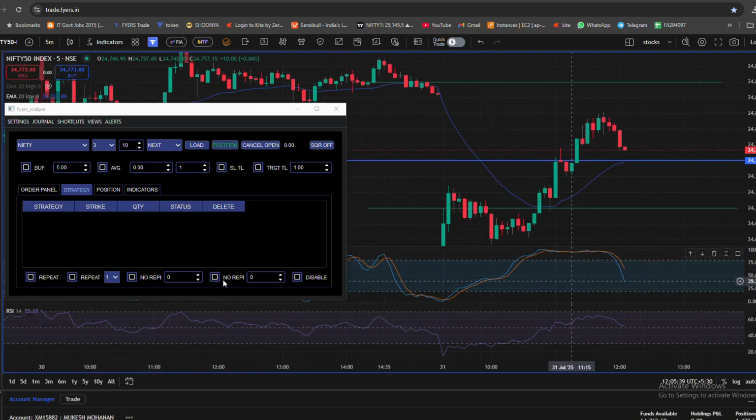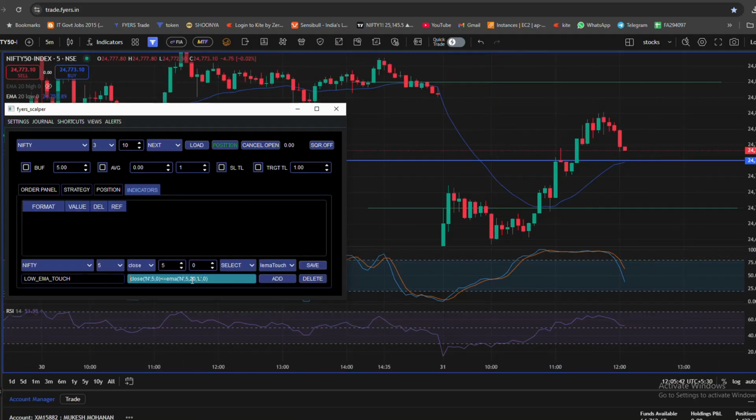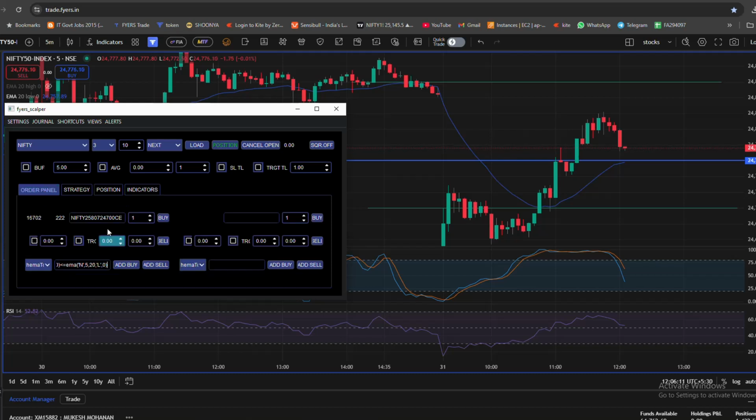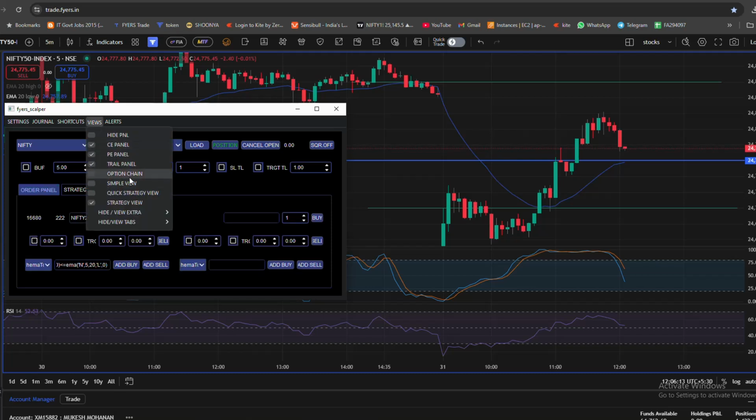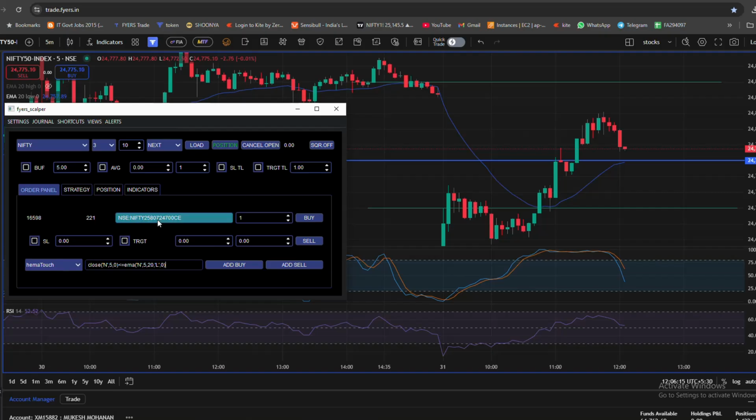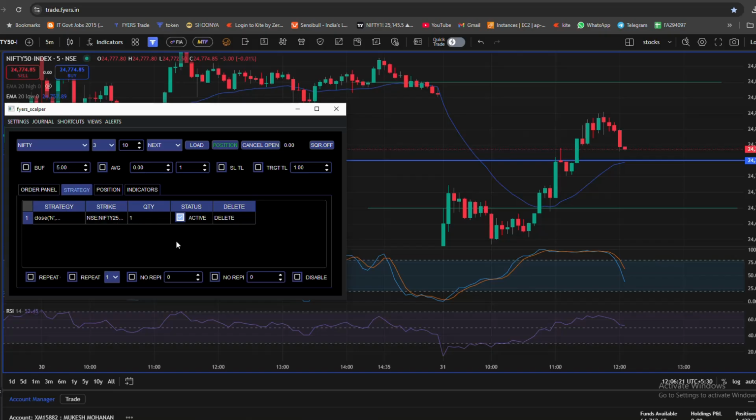First, go to the indicator section here and search for low EMA. Just EMA, search EMA and low EMA touch. Here it says whenever the price touches the low EMA of 20 period, it will place an order. This is a CE order. I have selected strike 24,700 CE, and the strategy is added.